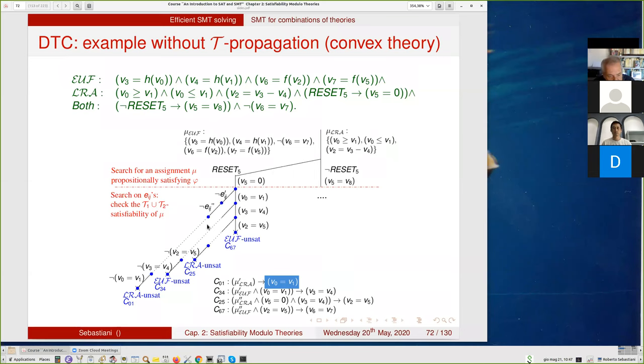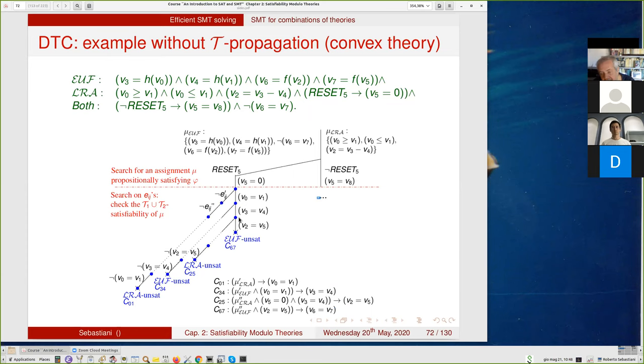Then we go ahead searching until we negate VU3 equals VU4. But negating VU3 equals VU4, since VU0 equals VU1, then VU4 would be the same as VU3. So this is obviously inconsistent. Which says that mu prime, the combination of these two guys here plus VU0 equals VU1, is incompatible with the negation of VU3 equals VU4, so it entails VU3 equals VU4. So we learn this clause here. So we backjump and unit-propagate VU3 equals VU4.